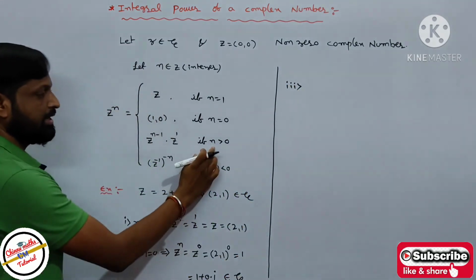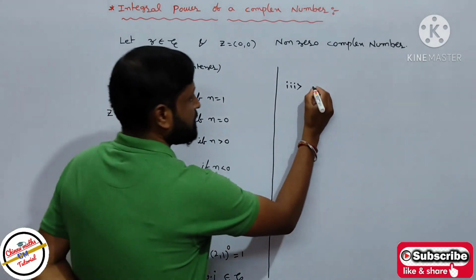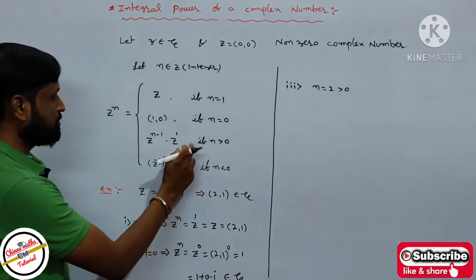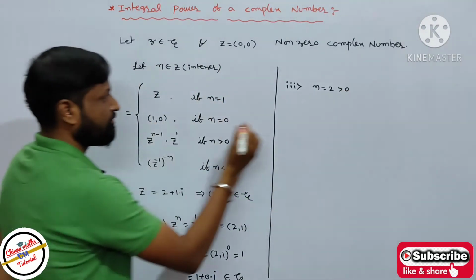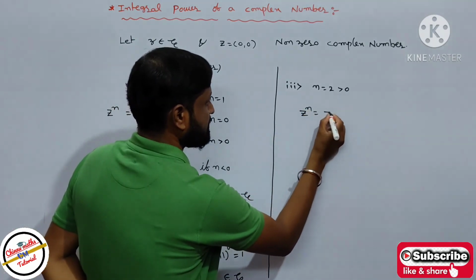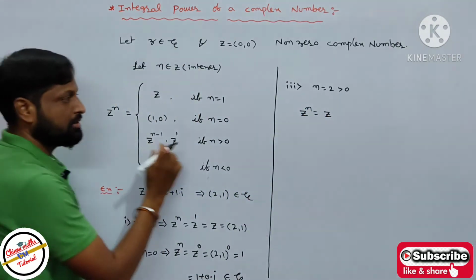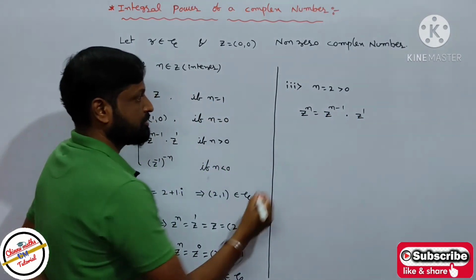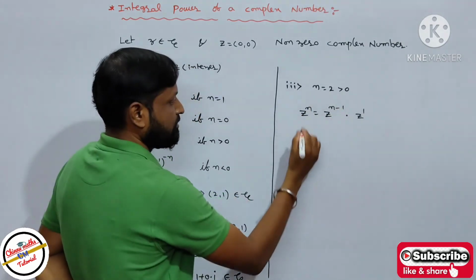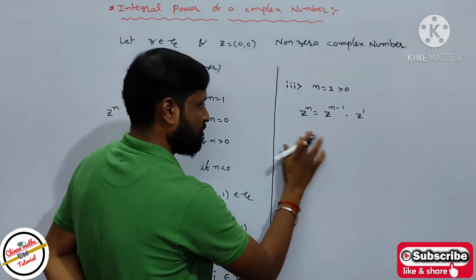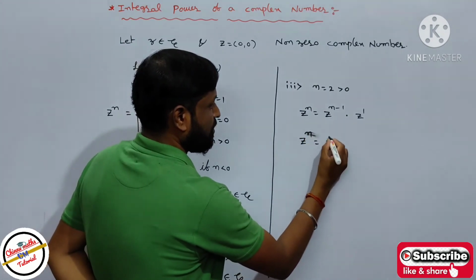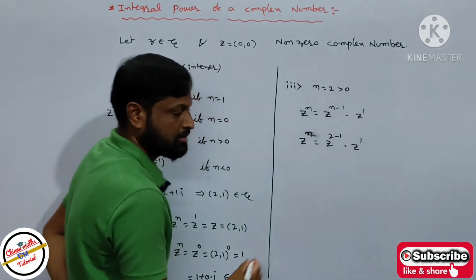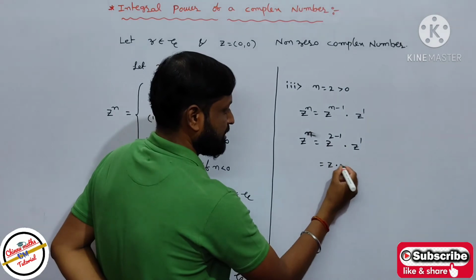Next, third case. What is our third case? n is greater than 0. If you take any n value, suppose I take n equal to 2, it is greater than 0. If n equals 2, n is greater than 0, then z power of n is defined as z power of n minus 1 into z power of 1. Then substitute: z power of 2 equals z power of 2 minus 1 into z power of 1. Z power of 1 means z into z.